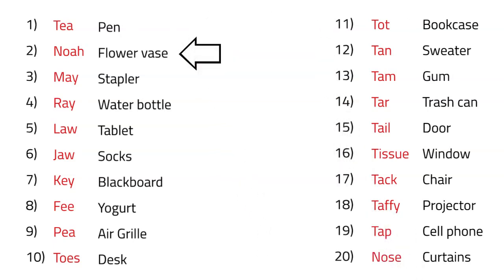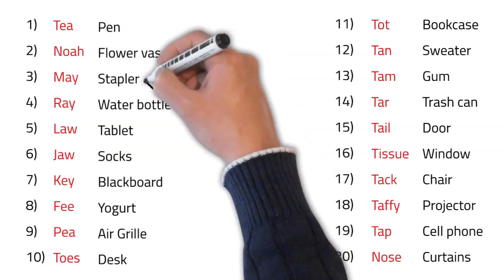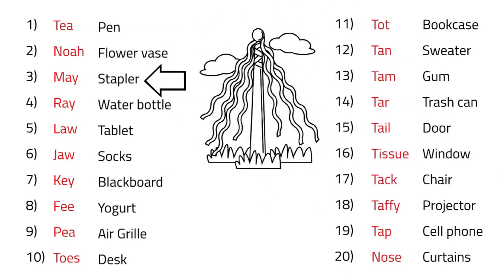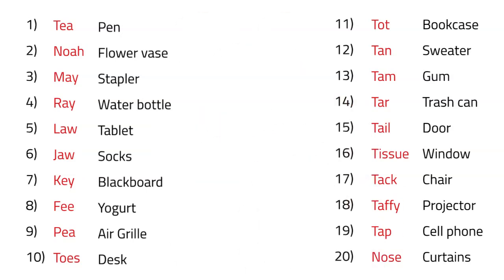2. Picture a glass flower vase being smashed against the side of Noah's Ark. 3. Picture a maypole with ribbons wrapped around it. In this case, picture a stapler at the end of each ribbon, swinging around wildly, whacking all the little kids in the head. 4. Picture a ray of light, like a high-power laser, burning a hole in the plastic water bottle with water gushing out.